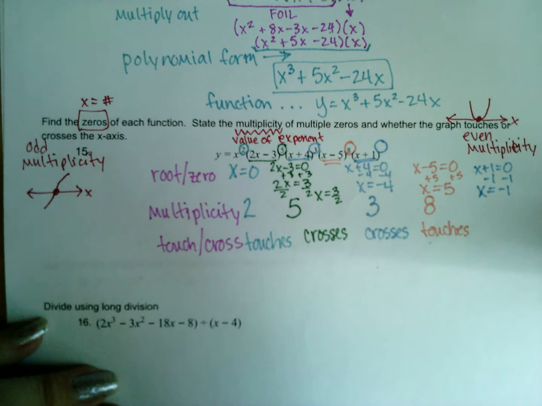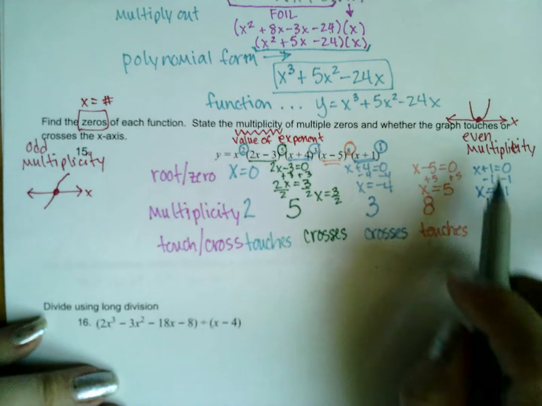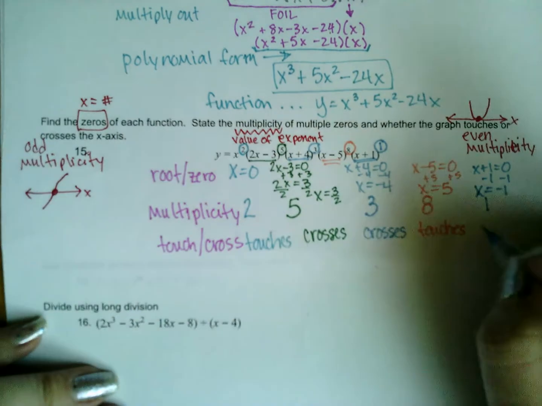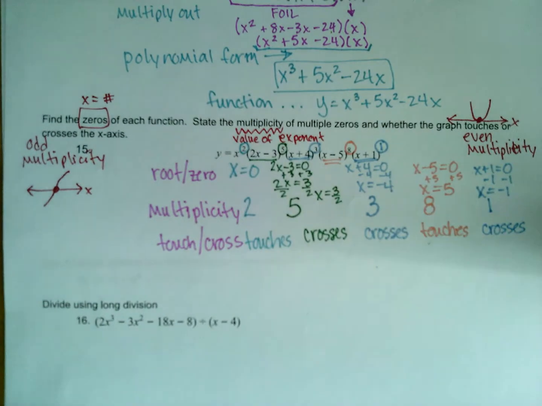It's not a 0, because if it was a 0, it wouldn't be there at all. So what would that exponent possibly be? Yes, it is a 1. So the multiplicity is 1. 1 is an odd number, so the graph should cross there.